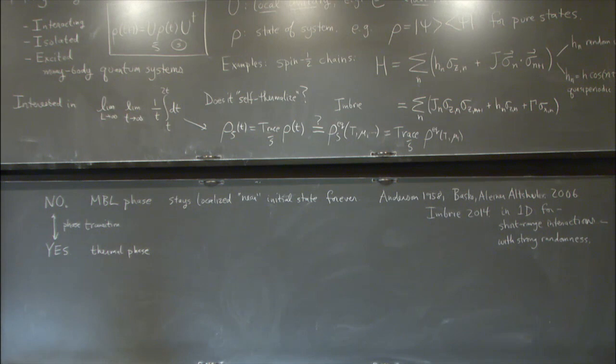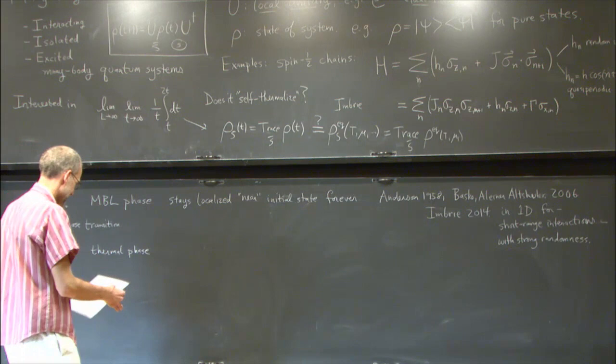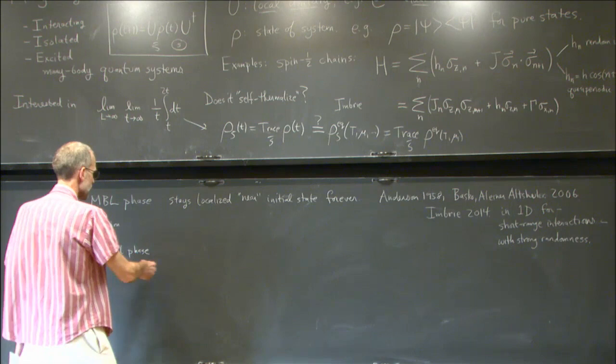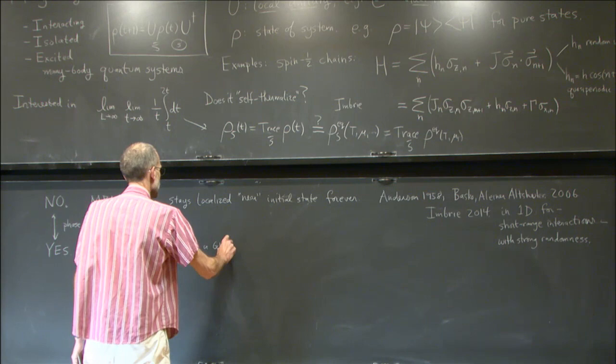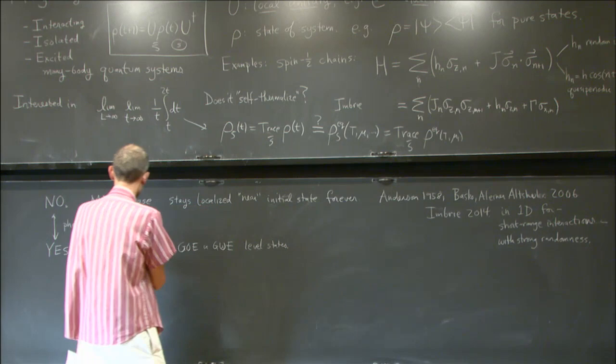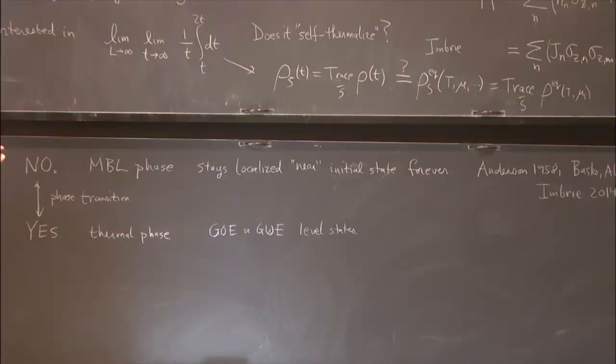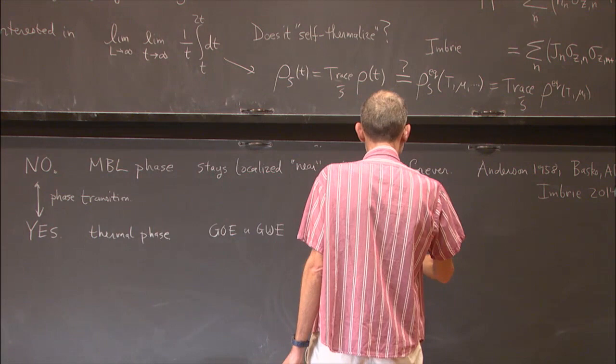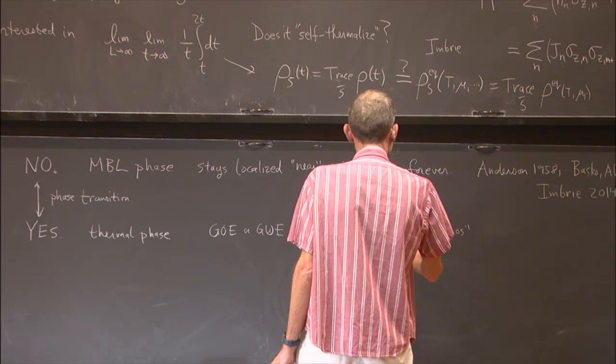Well, that's okay. So that's the small print. What was I going to say about this? So the system does thermalize, right? And it'll have GOE or GUE or whatever level statistics. If you look on the scale of the eigenstate level spacing, they look like random matrix type stuff, right? So quantum chaos is another word for this. Whereas the many-body localized is not chaotic, it's a type of integrability, as I'll tell you in a minute.